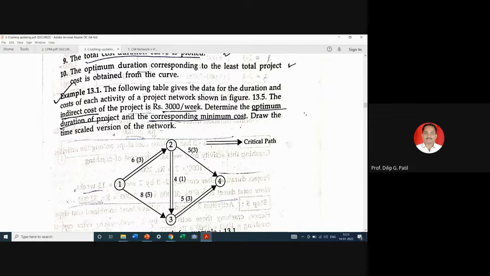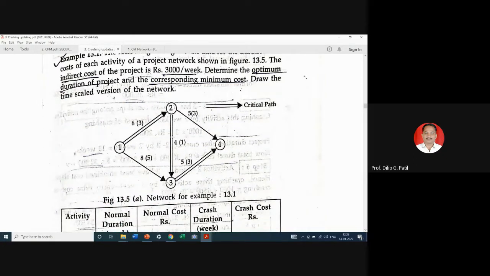Draw the time scale version of the network. Now you must have noticed 6 and 3 here. What is the significance of 6 and what is this 3? So 6 is normal duration and 3 is crash duration. So you can crash up to 3. So 6 can be converted up to 3, 8 can be converted to 5, 5 can be converted to 3, 4 can be converted to 1, 5 can be converted to 3 weeks. So this is the limit given.